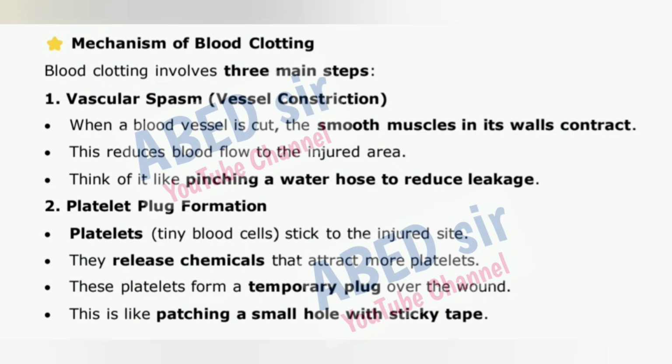1. Vascular spasm, vessel constriction. When a blood vessel is cut, the smooth muscles in its walls contract. This reduces blood flow to the injured area. Think of it like pinching a water hose to reduce leakage. 2. Platelet plug formation. Platelets, tiny blood cells, stick to the injured site. They release chemicals that attract more platelets. These platelets form a temporary plug over the wound. This is like patching a small hole with sticky tape.